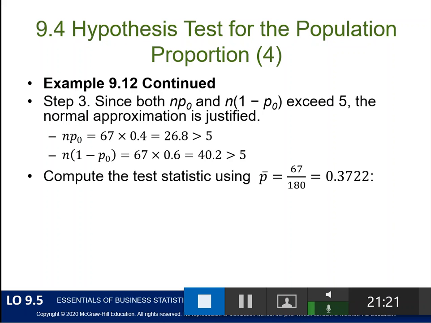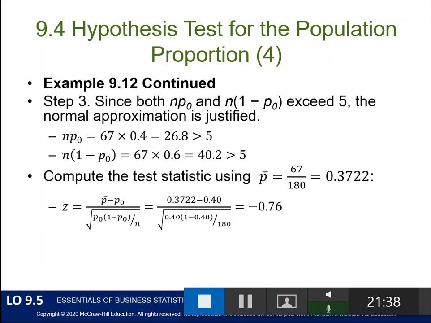So we can compute our test statistic. Our P bar is the number of successes, 67, divided by 180. So we get a P bar value here of 0.3722. And again, we can easily do this in Excel if we wanted to. To plug this in and calculate our z-score, we can do this in Excel just like we've done before, but when we calculate this in Excel, we get a z-score of negative 0.76.